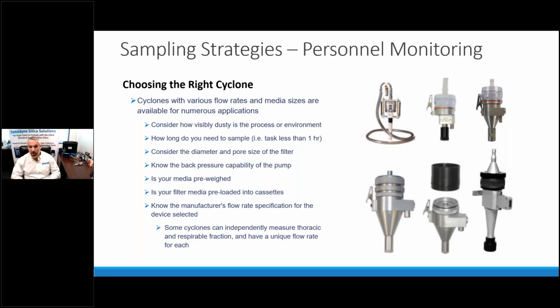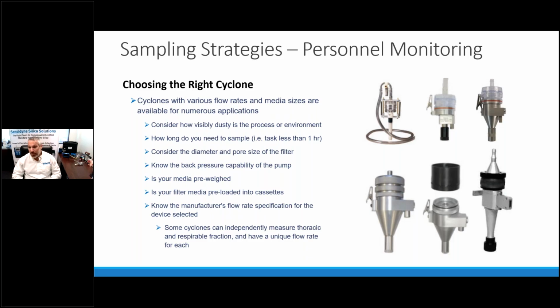You need to consider how long you want to sample for. If you want to take a task sample, or if you're collecting an 8-hour sample. You want to consider the diameter and pore size of the filter. Why? Because this can impact the back pressure as seen by the air sampling pump. You know that all air sampling pumps have limitations and fault points associated with them, and that if you exceed the back pressure level, because you're using a smaller filter head, as well as a smaller diameter pore size, that you may fault out the pump and not get your full shift sample.